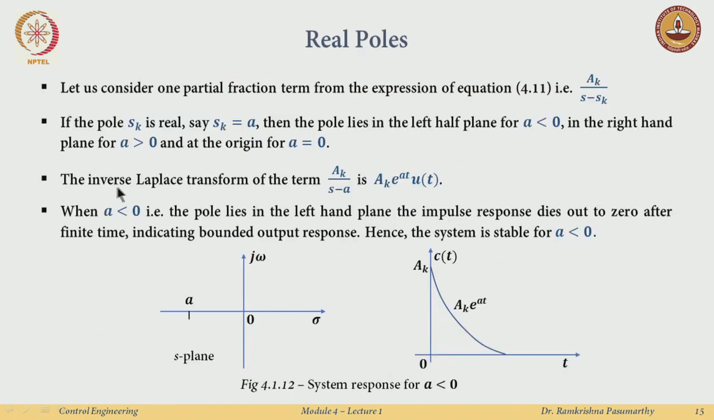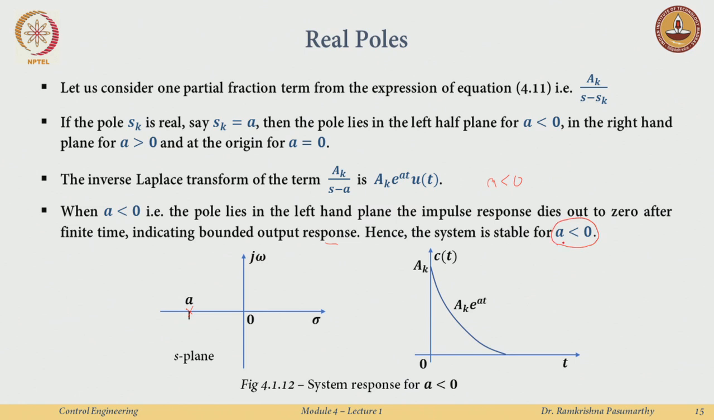Now, the inverse Laplace of this we know is A_k e^(at) u(t), right. And therefore, when a is less than 0, the pole lies somewhere here, I will denote it by a cross, and then the impulse response I know is something like this, right. It just dies down to 0, well, asymptotically it goes to 0. And this is actually a bounded output response, and hence the system I would call is stable for a less than 0.